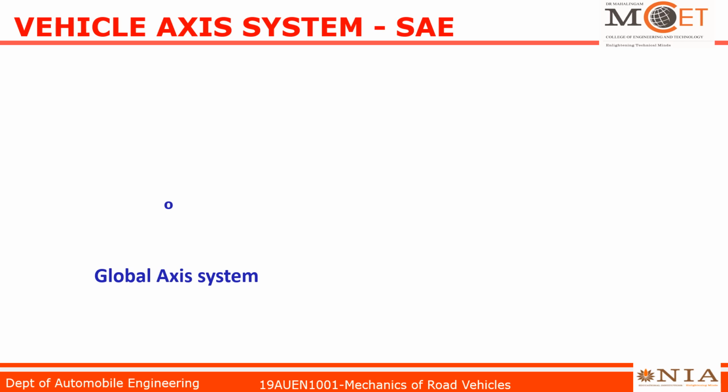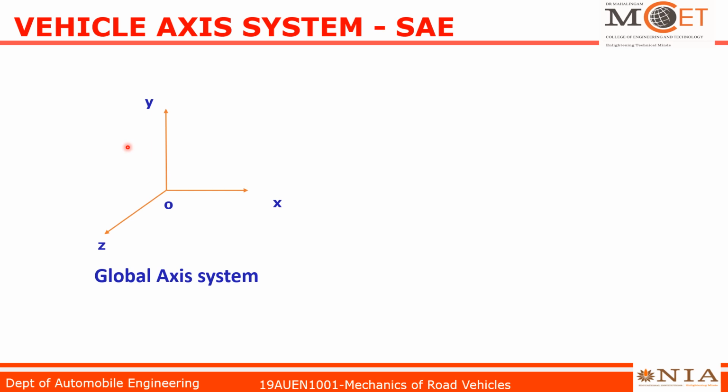From the origin point O, if we travel to the right side, we mark it as the X direction. From point O in the upward direction, we mark it as Y, that is the vertical direction. Away from point O, we mark it as Z. This is the global coordinate system we generally follow.